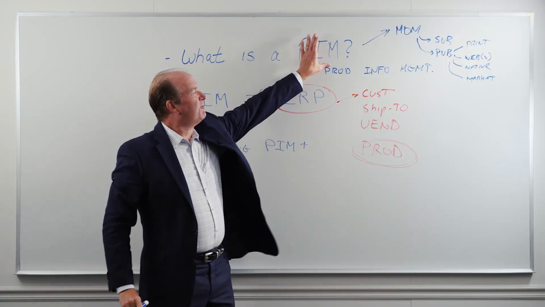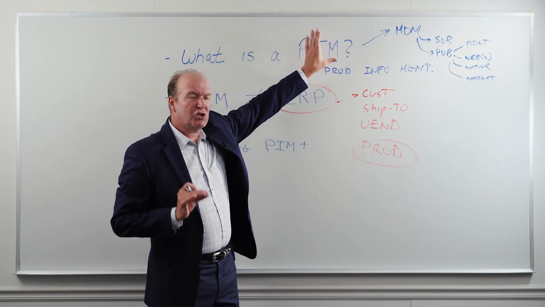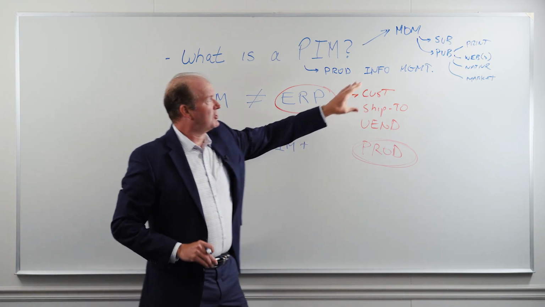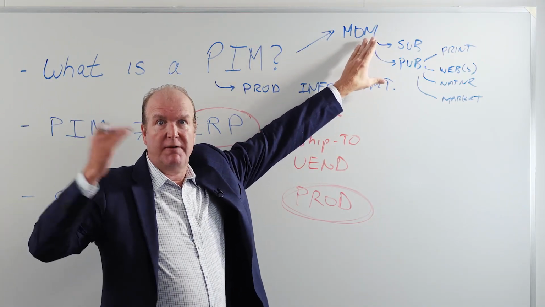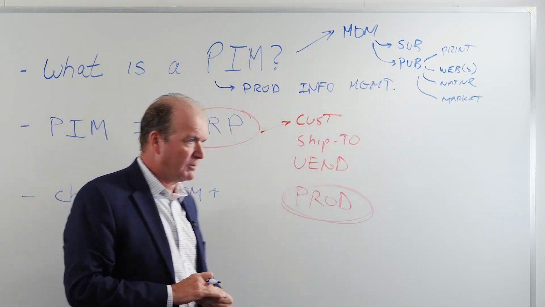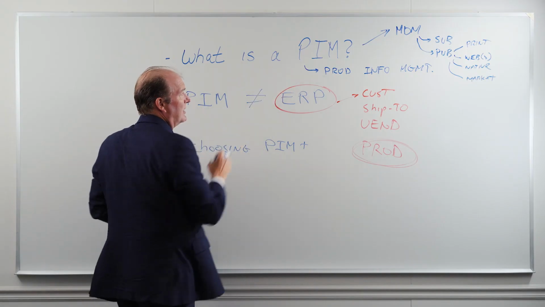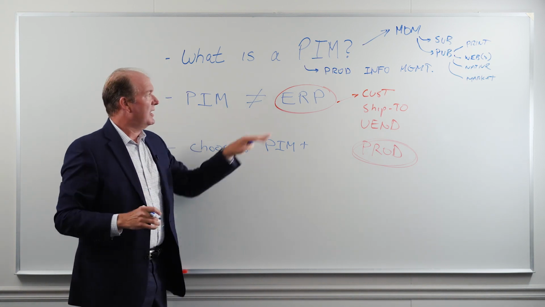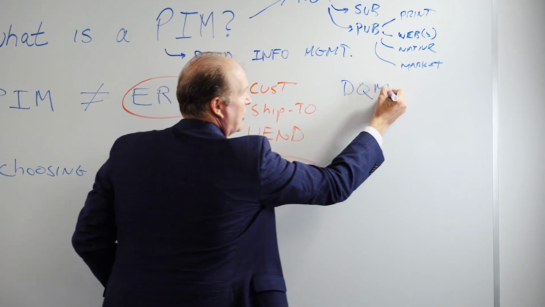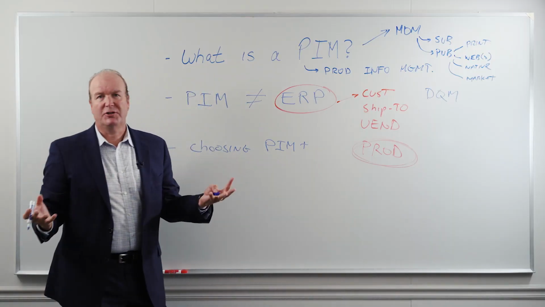So a PIM is fundamentally different in its starting point than your ERP system because it's built to subscribe to content from other sources and publish that content to listening systems. The other thing that a PIM does that wasn't normal in an ERP system is data quality management. It's a place where you can normalize your data.